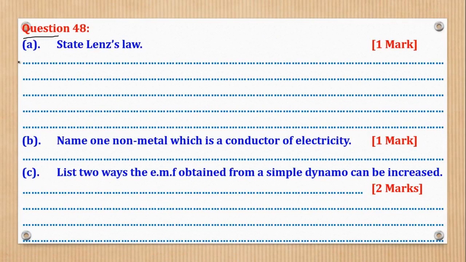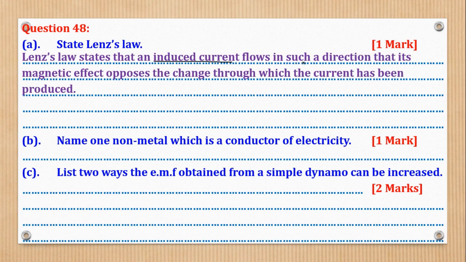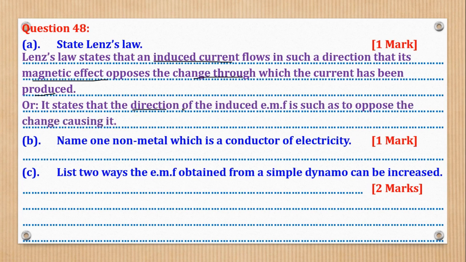Then question 48, Part A, state Lenz's law. So Lenz's law states that an induced current flows in such a direction that its magnetic effect opposes the change through which the current has been produced. So that is one way. Another way could be that it states that the direction of the induced EMF is such as to oppose the change causing it. So any of the two is okay.